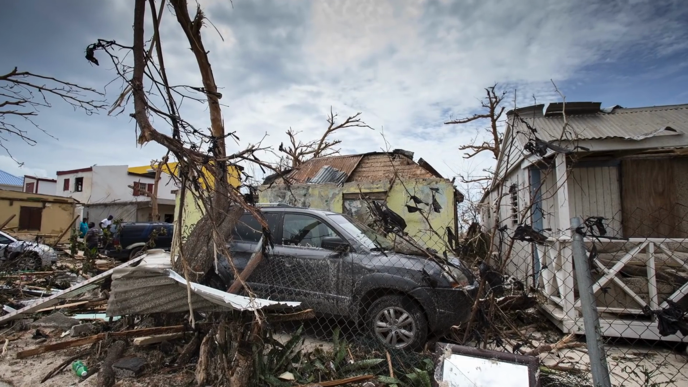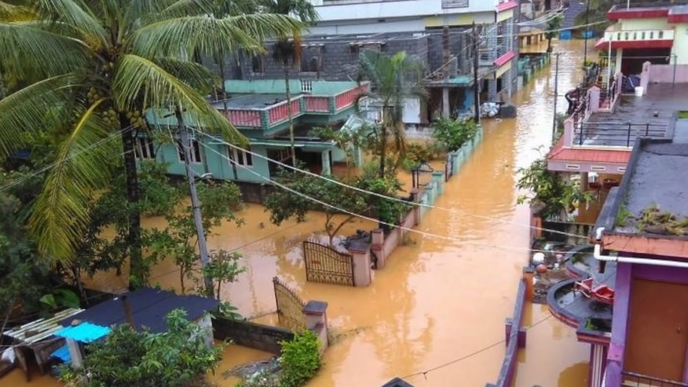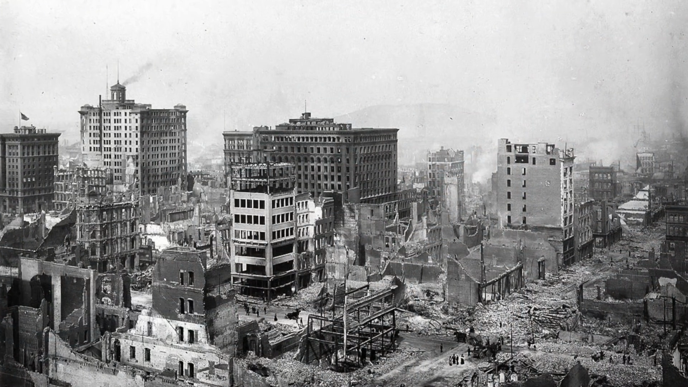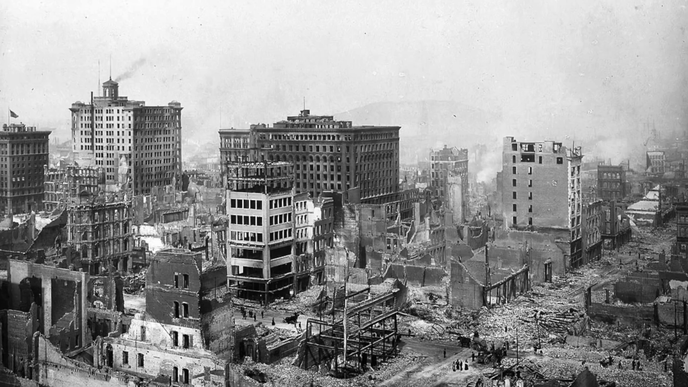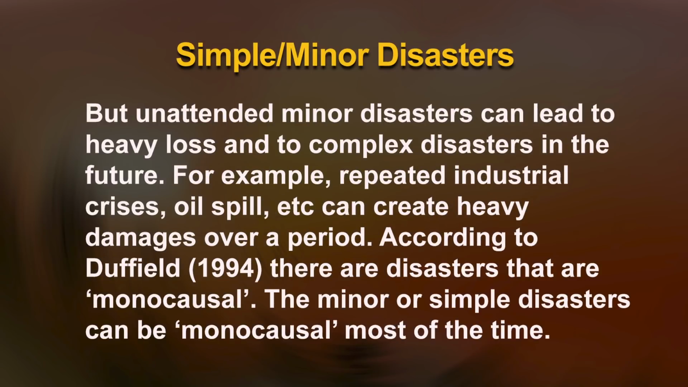Minor disasters are those incidents that create impacts on a limited number of people, a limited area and a negligible amount of property loss. In other words, minor disasters create adverse effects on people and property, but are still negligible in terms of effect and can be managed with regional level systems and authorities. But unattended minor disasters can lead to heavy loss and to complex disasters in the future.